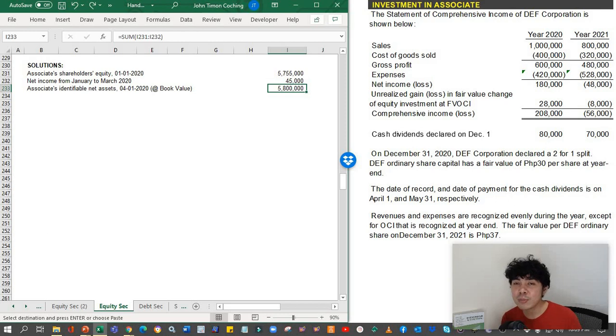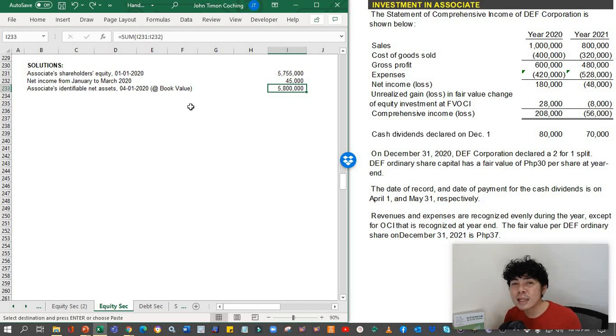The only problem is, yan ay hindi fair value. So, ibig sabihin, itong 5.8 million, yan yung difference or excess ng assets ni associate over its liabilities. Yun nga lang, ang problema natin ay hindi ito fair value. Kasi ang kailangan natin, di ba, na value na i-compare natin sa cost or consideration is yung fair value ng identifiable net assets. E ano ba itong 5.8 million? Yan yung identifiable net assets on April 1 pero nakabase sa book value.